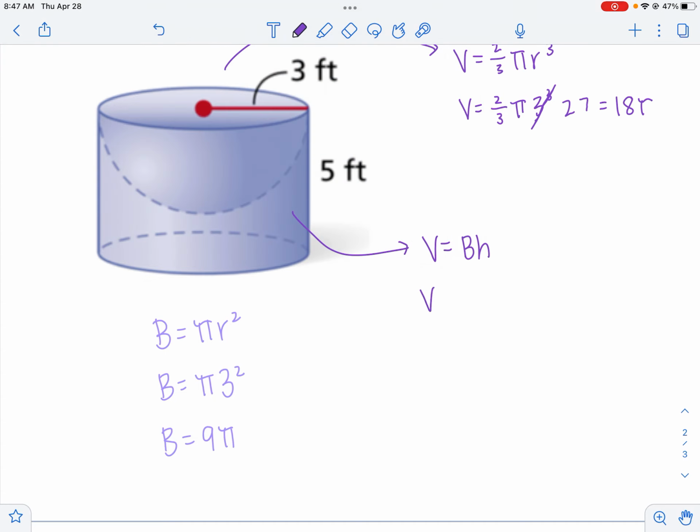So now that I know capital B, I can come back over here. I found the area of the base. The area of the base is going to be 9 pi. And then h would be 5. So 9 times 5 would make that 45 pi.